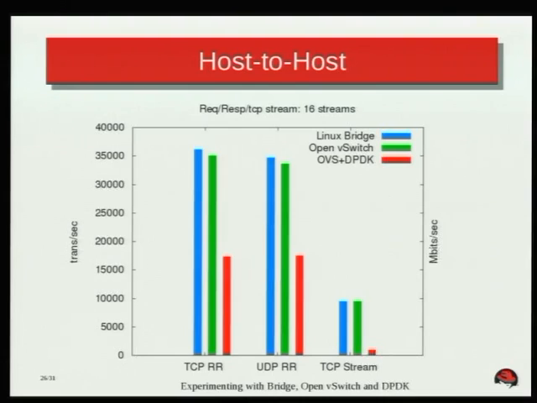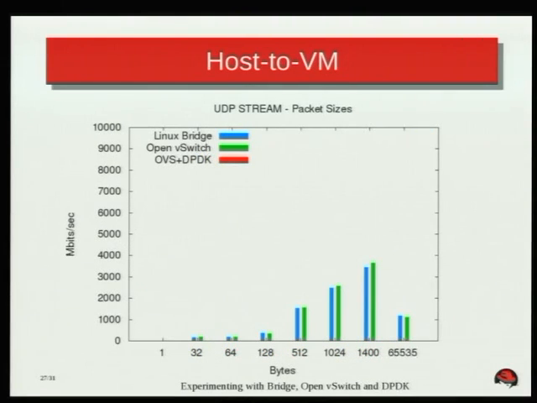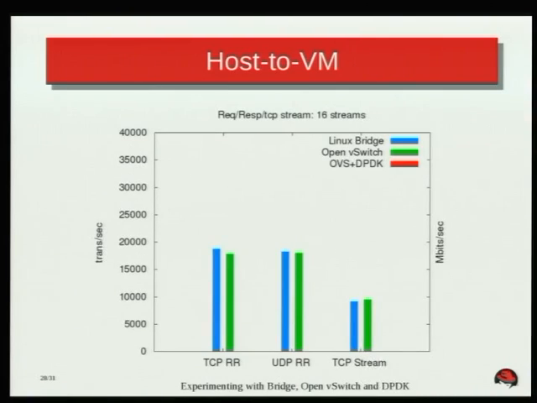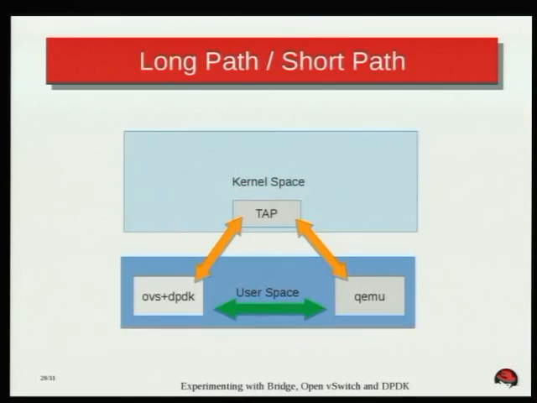This is host to VM. Host to VM, same thing. Linux Bridge and OVS performance are pretty close to each other, scaling up, and with huge packets it goes like this. If you notice, there are no OVS DPDK numbers here. This is related to the same explanation, the data path being in user space. Here is the request-response, where you can see Linux Bridge and OVS working pretty close to each other.